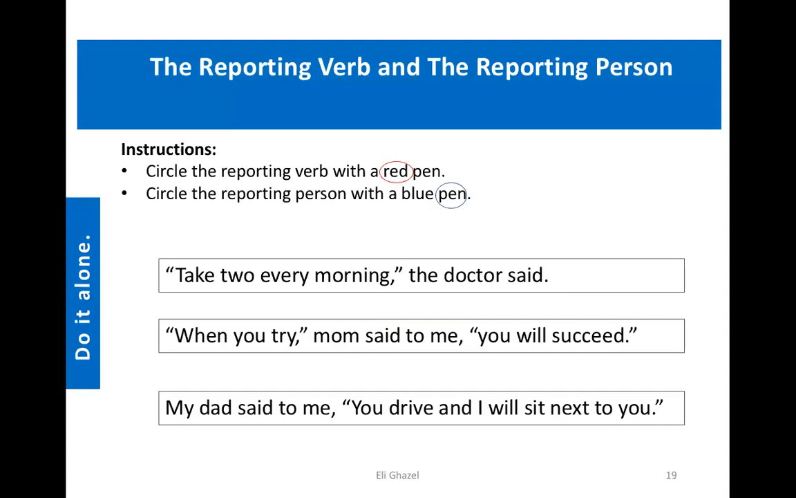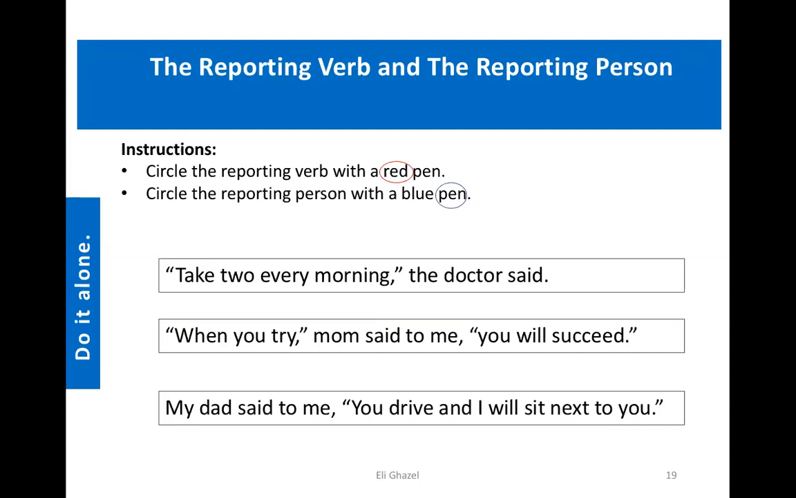Now, again, after that very brief learning, you try it by yourselves. Here's what we want you to do. Just find the reporting verb and circle it with a red pen, and find the reporting person and circle it with a blue pen. After they finish, give them time to do it, like a minute, 2 minutes, depending. Only the person teaching these kids knows how much time they need.